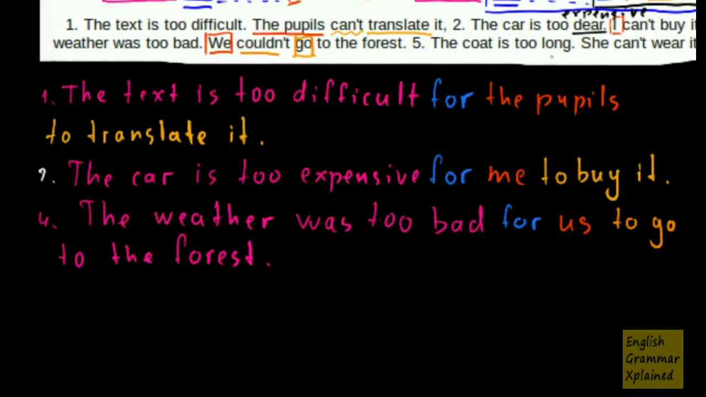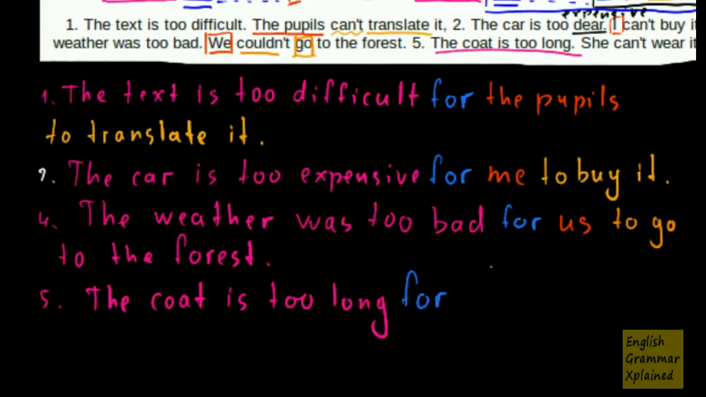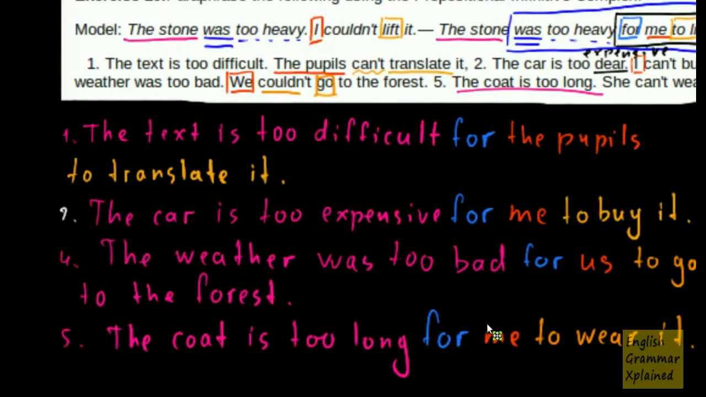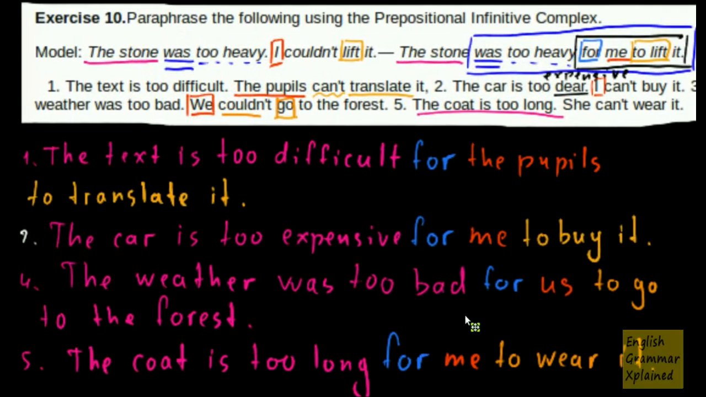Number 5. The coat is too long. I can't wear it. Okay, the same technique. First sentence without any changes. The coat is too long for me to wear it. This is all my exercise. It's quite short. But it's quite interesting, much more interesting in my opinion than the previous one.